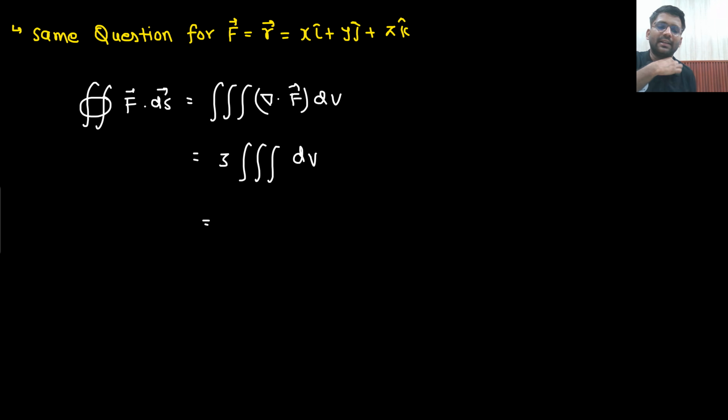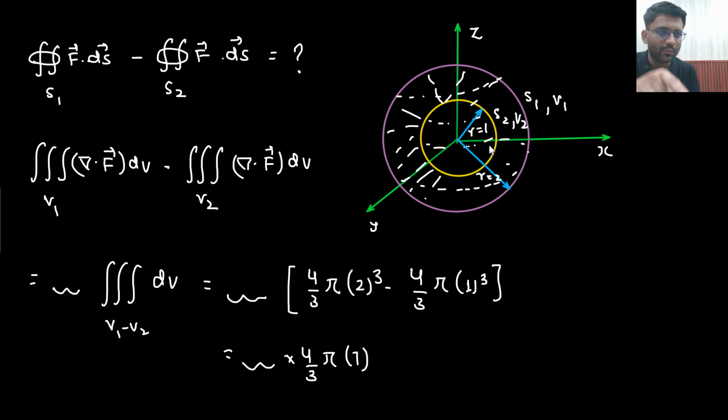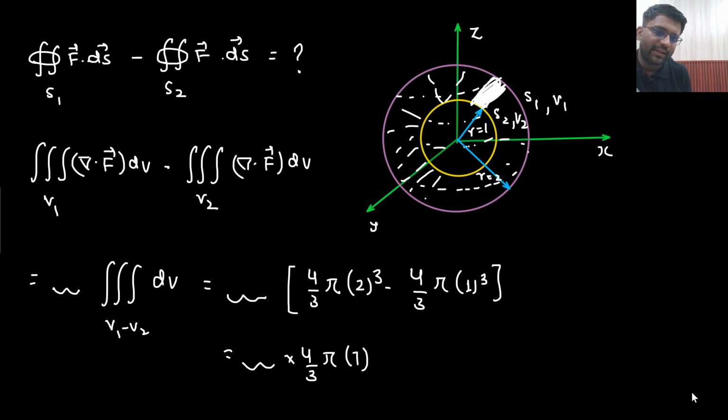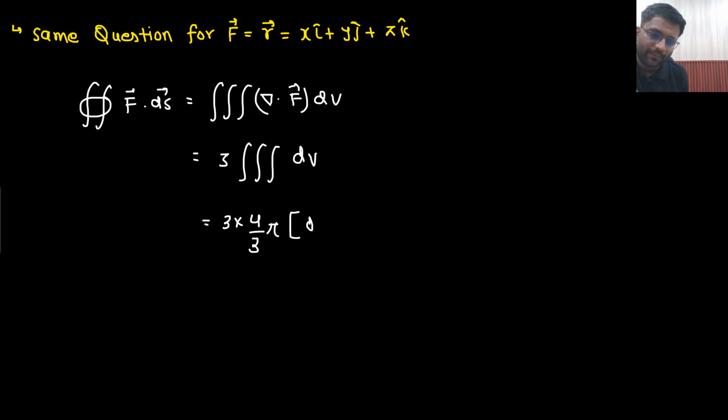And what is your dV this time? This time dV is the outer volume minus the inner volume, whatever volume is enclosed between them. What is the volume enclosed between them? This is the volume they are talking about. That would be nothing but 4 by 3 pi r cube outside, 2 cube minus 1 cube, 8 minus 1. So what is the answer? 4 pi into 7, 28 pi would have been the answer.